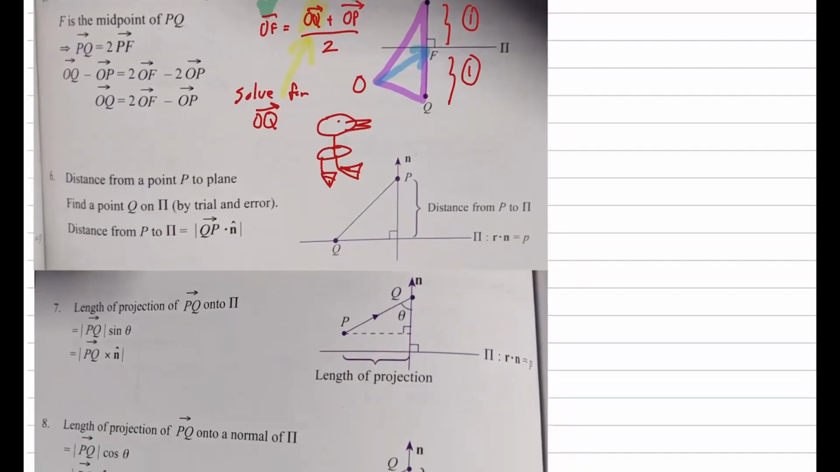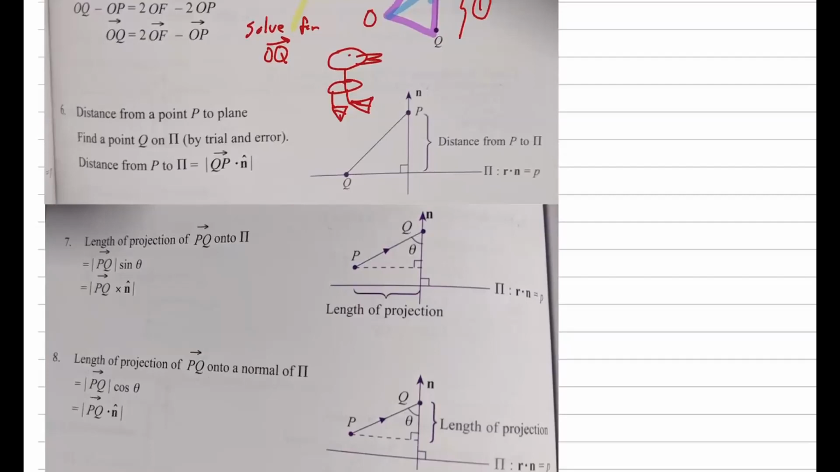Okay, part 6, distance from a point P to a plane. So this one, they tell you to use dot product. Can you see that there is a normal vector over here? Oh, wait, they actually drew it for you, so I don't need to draw anymore. This is your normal vector to the plane.